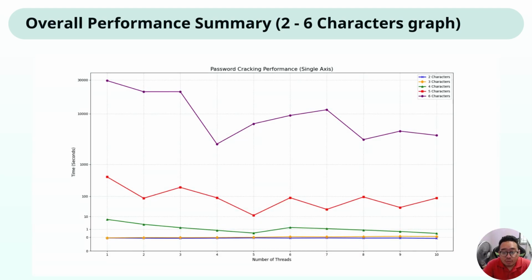In this final summary, we plotted all password lengths on a single logarithmic scale to visualize the difference. You can clearly see that for the trivial passwords, the bottom blue and orange lines, threading makes almost no difference. However, for the complex 6-character password, the purple line at the top, the impact is dramatic. We see a massive drop in search time, specifically between 1 and 4 threads. This proves that our system is correctly architected. It remains lightweight for simple tasks but scales up its processing power aggressively when faced with heavy cryptographic challenges.